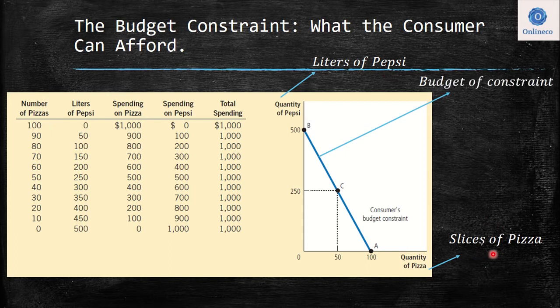So here is the budget constraint. Point B represents that you consume everything in Pepsi, because you will consume the maximum of 500 liters of Pepsi. 500 liters times $2 gives you $1,000, so obviously you cannot consume any pizza. In the other case, you will consume all your income in pizza, so you get 100 pizzas. Times $10, you will get $1,000.